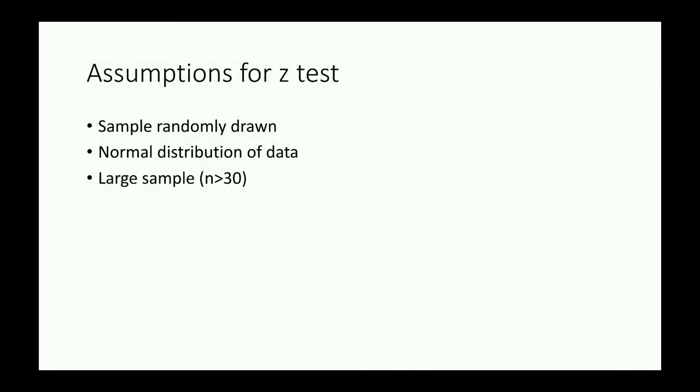The assumptions for z-test are these: the sample should be drawn randomly, and the data should be normally distributed. It is considered that when you have a large sample, the data usually comes out as normally distributed. So a large sample is the third assumption for z-test, and a large sample means a sample greater than 30.